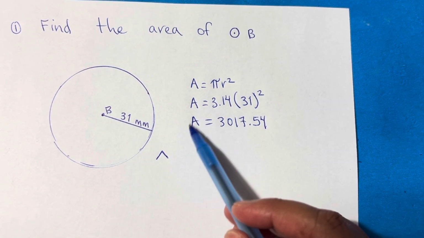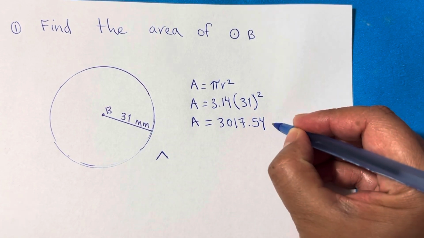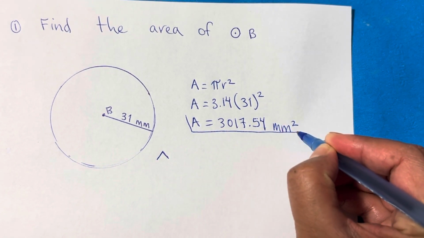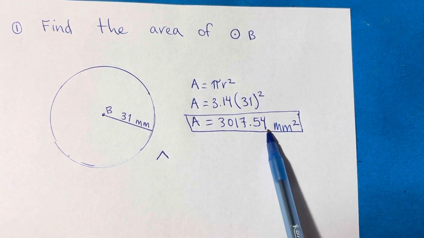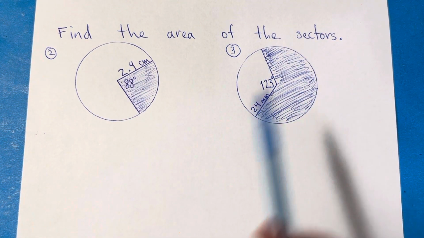Anytime you're finding area, the unit is going to be squared, so squared millimeters. So the area of circle B is 3017.54 square millimeters. For the next two, it says find the area of the sectors.